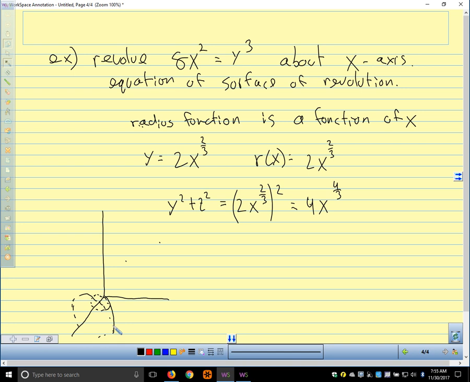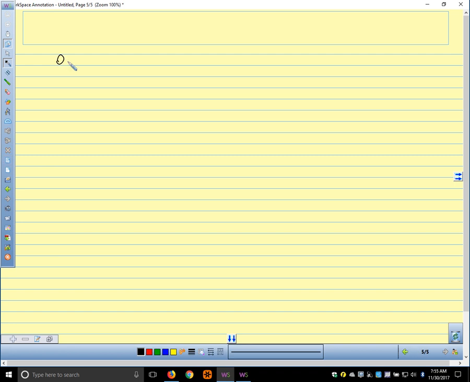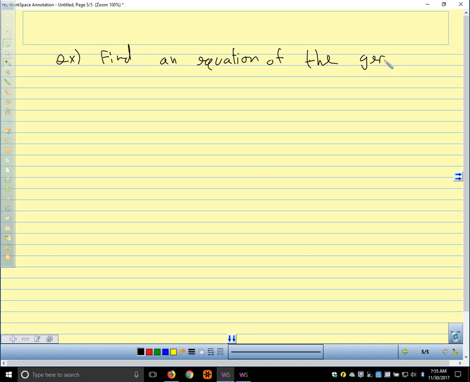All right, let's do one example where we go the opposite direction. We want to find an equation of the generating curve of x squared plus z squared minus 3y squared equals 0.